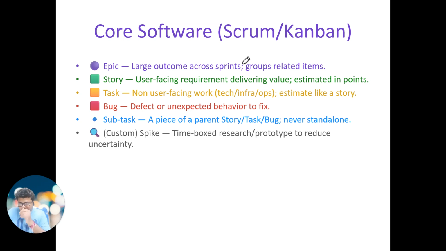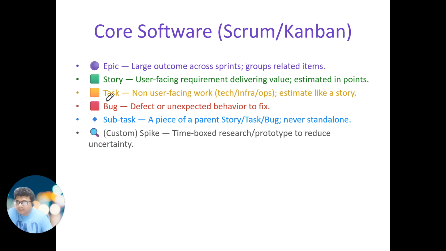Second is story. When we get an epic, we refine the epic to create multiple stories. So a story is basically a user-facing requirement delivering value to our end user. And the story is what we give a story point. So second is story.